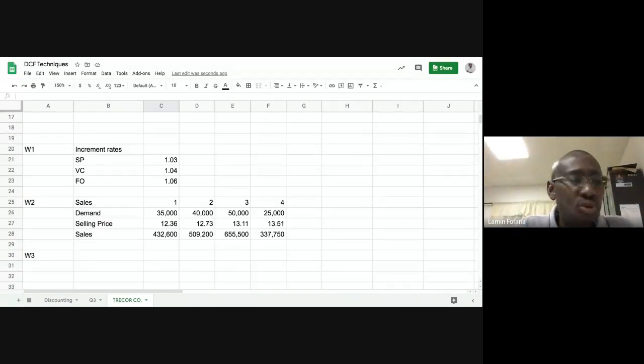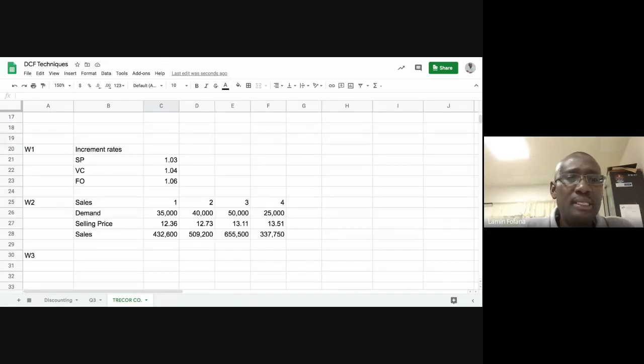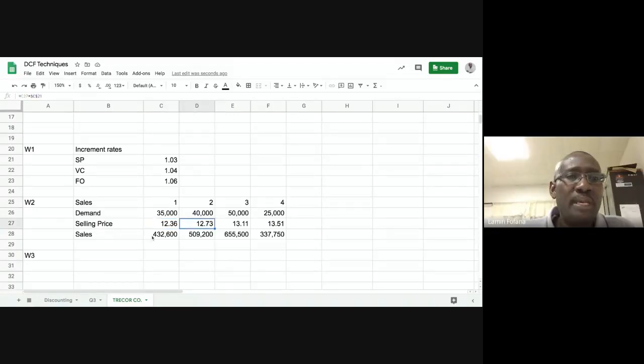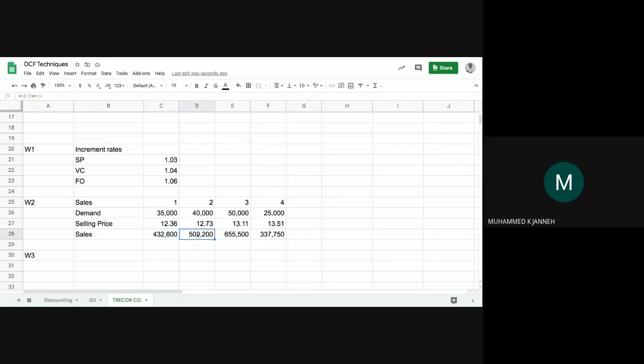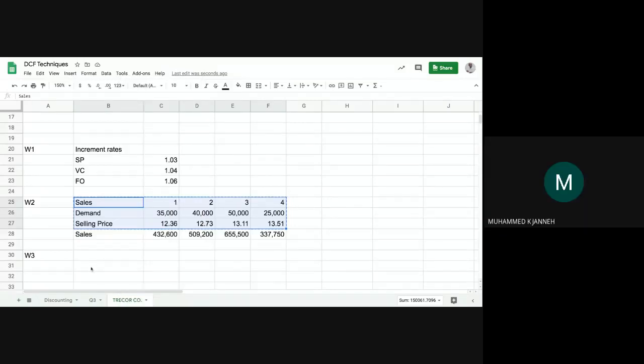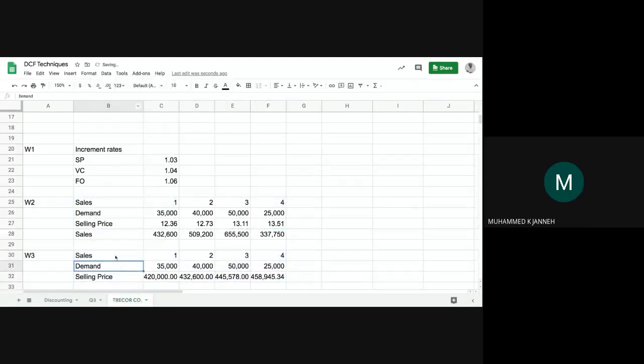So the variable cost is also the same thing. So what we can do is we can copy the first 3 rows, and we paste, and then we modify.